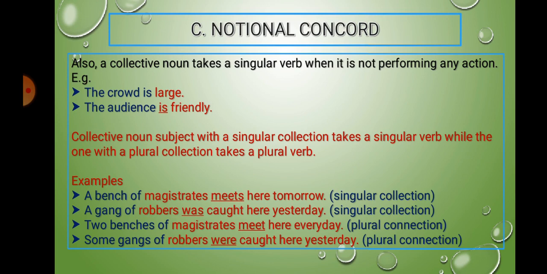A gang of robbers was caught here yesterday. Two benches of magistrates. Surprise, surprise. Can you see this third example? It's telling us two benches. So, plural collection: two benches of magistrates meet here every day. Plural collection: some gangs of robbers were caught here yesterday. Good.